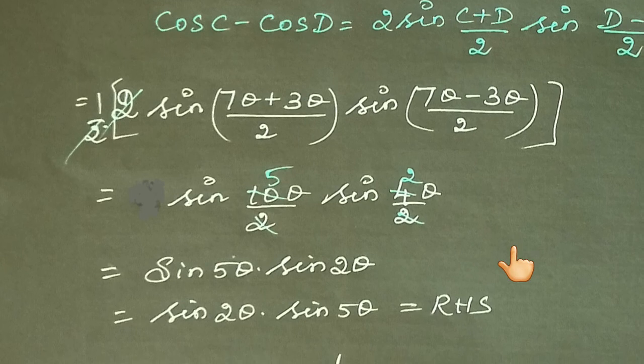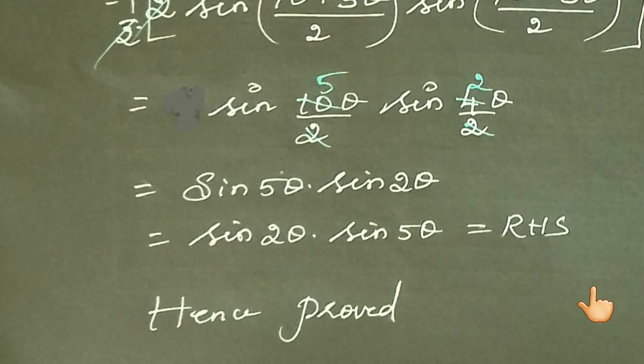This is the same as what you have on the right hand side. Just arrange it a little and write it: sin 2 theta into sin 5 theta. So, as it is on the right hand side, we have written it. So, we have obtained the right hand side, hence proved.